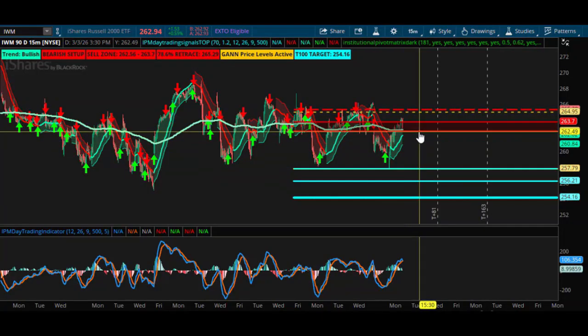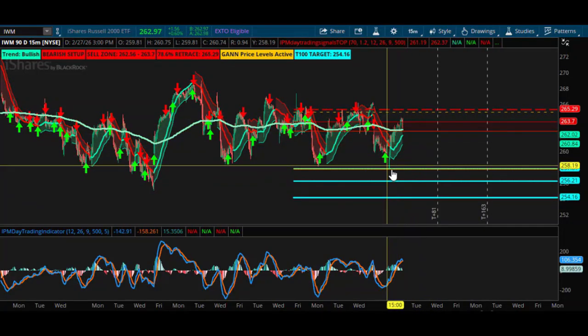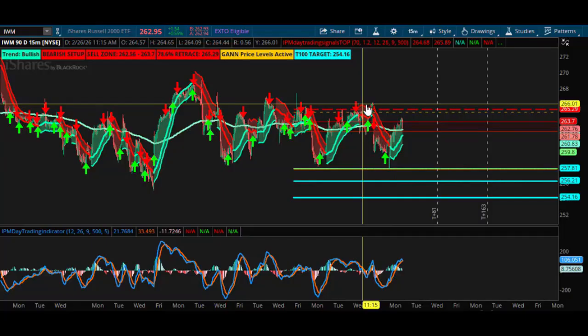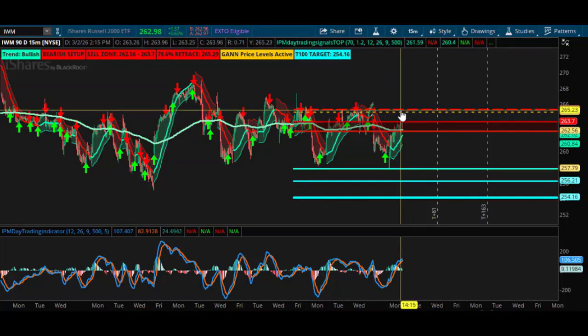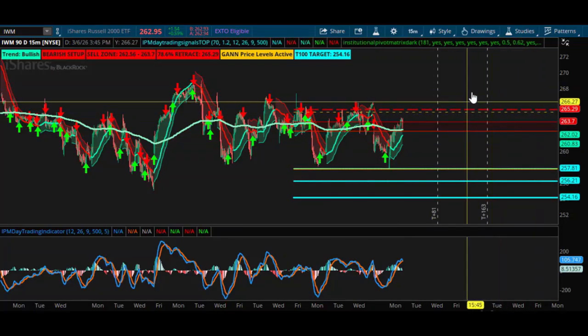But when we take a look at the 15-minute chart, you can see that from this anchor low to this high, we're now in our distribution zone, and it tried to get through it, and if it did, then we'd be looking at IWM making it to the secondary up to the 265.43.